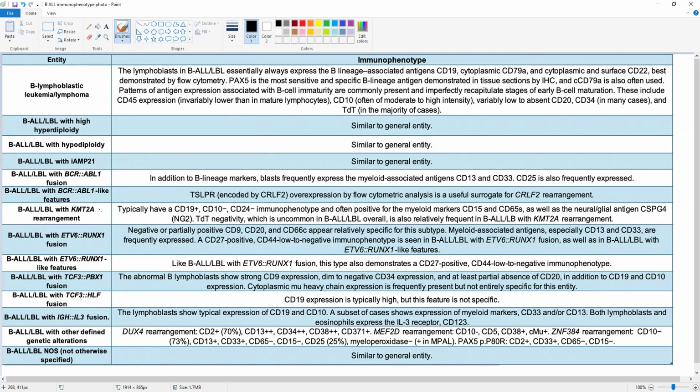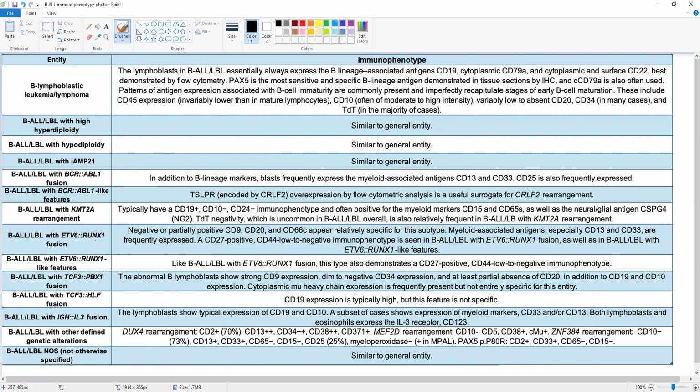As for B-lymphoblastic leukemia lymphoma with KMT2A rearrangement, the blasts typically have a CD19 positive, CD10 negative, CD24 negative immunophenotype, and they are often positive for myeloid markers like CD15 and CD65. TDT negativity, which is uncommon in B-lymphoblastic leukemia and lymphoma overall, is also relatively frequently seen in B-lymphoblastic leukemia and lymphoma with KMT2A rearrangement.